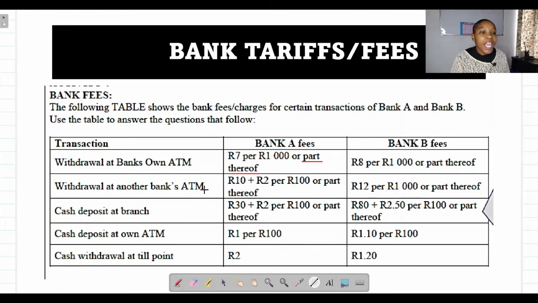It means if you decide that you want to withdraw 1,500 Rand, you are not going to be charged just the 7 Rand, but you're going to be charged another 7 Rand for the other part of the 1,000 Rand that you've withdrawn. Let me just show this here.